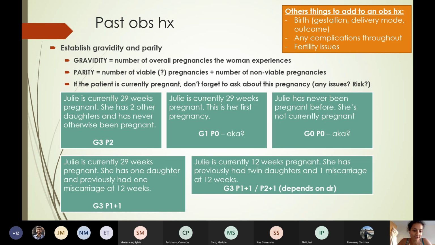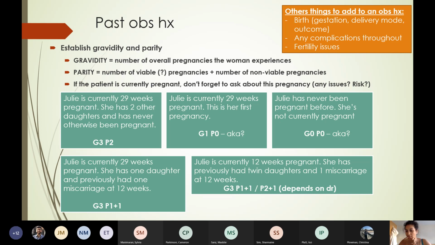The first one: Julie's 29 weeks pregnant. She's got 2 other daughters and she's never otherwise been pregnant, except for when she had those 2 daughters. They're not twins. What is her gravidity and parity? G3P2. Perfect. So she's a G3P2.